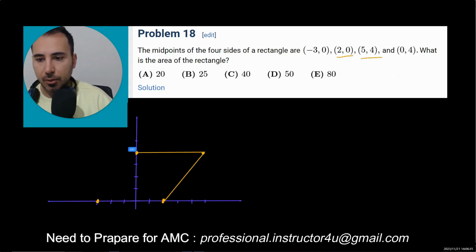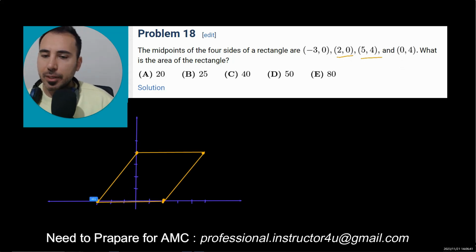Okay, you would see that all the sides are parallel. So this is a parallelogram. And this is the midpoint of a rectangle. So this is the confusing part. Like, do we really need to draw the rectangle? See, we don't really need to do that, okay?